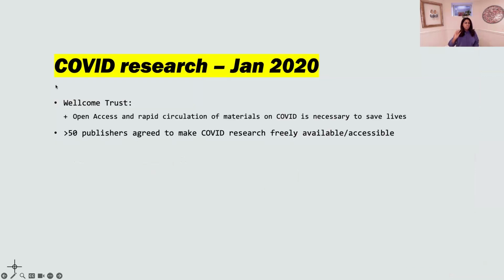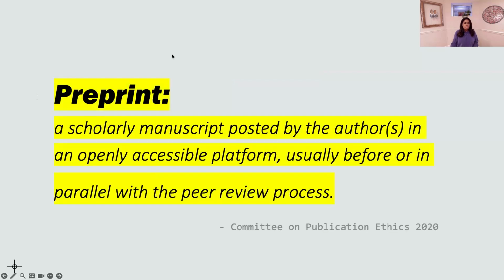And so in COVID, we saw that ready accessibility of research became very important. So the Wellcome Trust said that open access and rapid circulation of materials was necessary to save lives. And as the pandemic ramped up, over 50 publishers, and probably many more now, agreed to make COVID research freely available and accessible. And so I wanted to start talking about preprints, because this became something that people started to do during COVID: publish preprints. A preprint is a scholarly manuscript posted by authors on an openly accessible platform, usually before or in parallel with the peer review process.